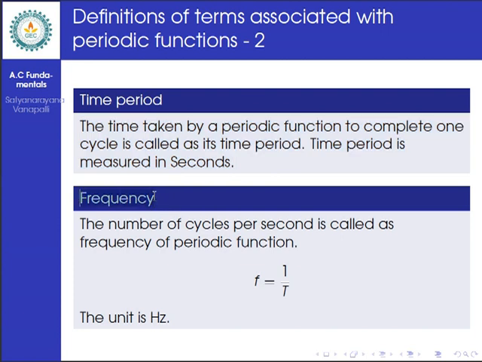Next, coming to the term frequency. Frequency tells about how many cycles the waveform contains in 1 second. How many such alternating cycles exist in a time of 1 second is known as the frequency of a periodic function. So the frequency is defined as the number of cycles per second of a periodic function, and the frequency is represented with the letter f. f is the reciprocal of the time period, so f is equal to 1 by T and the unit is Hz.